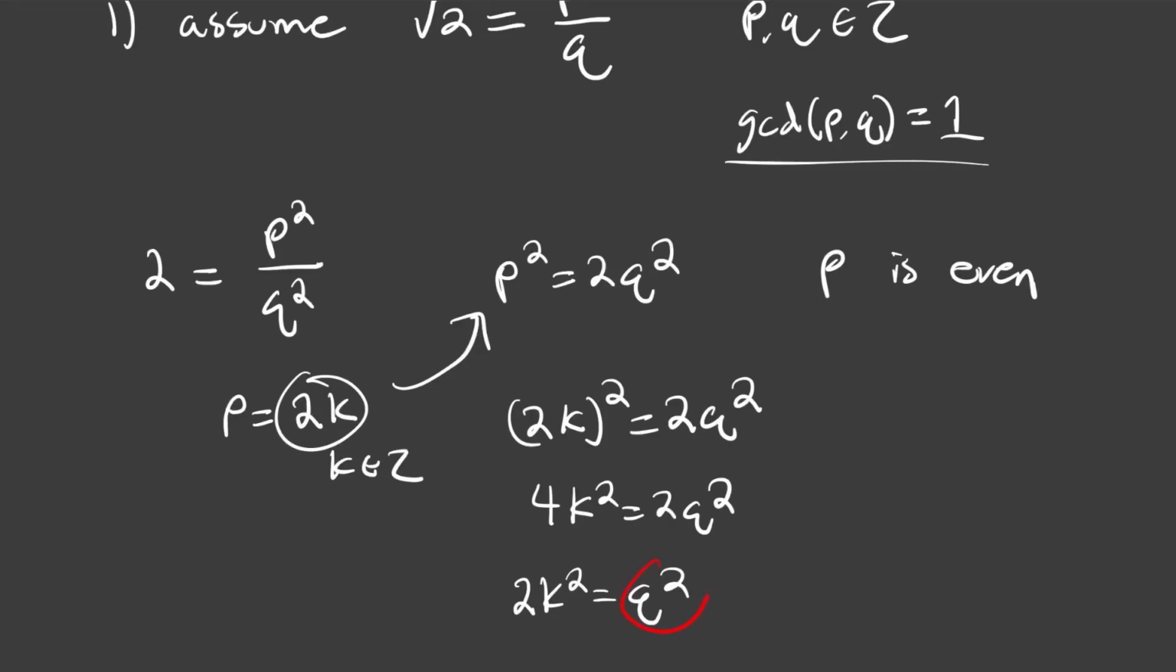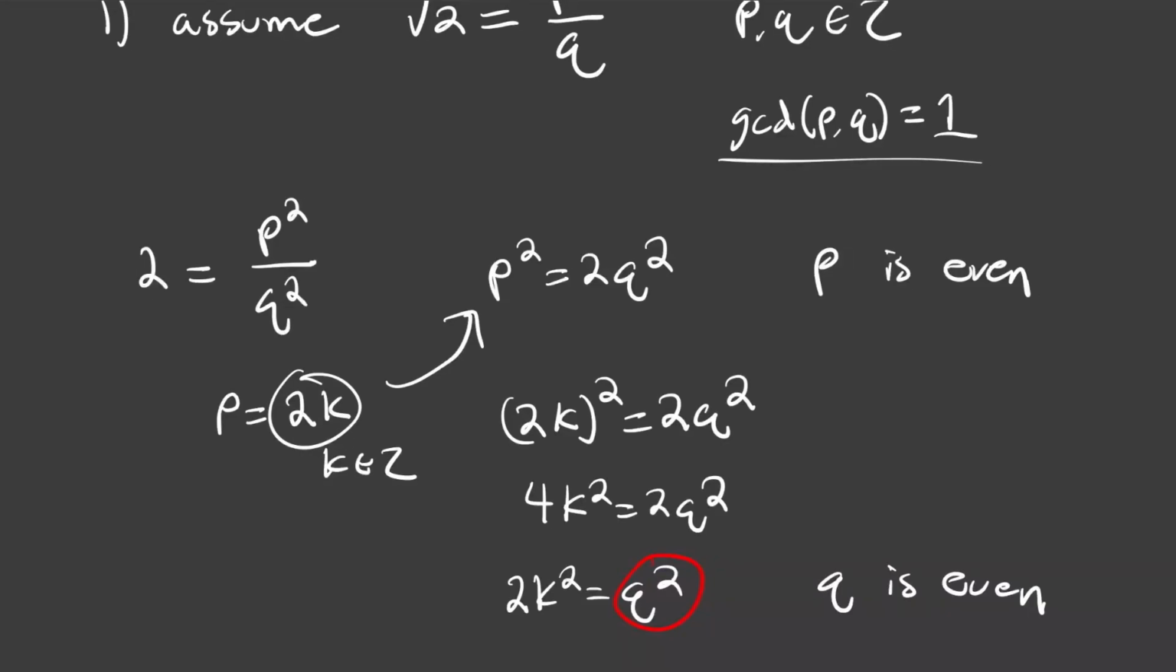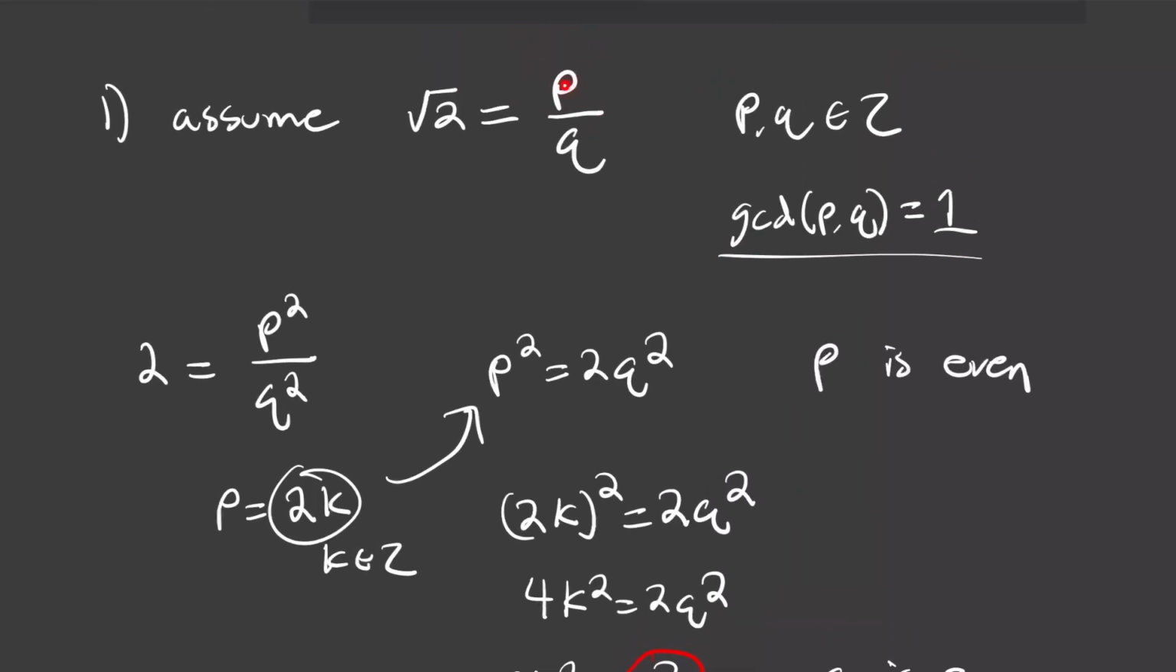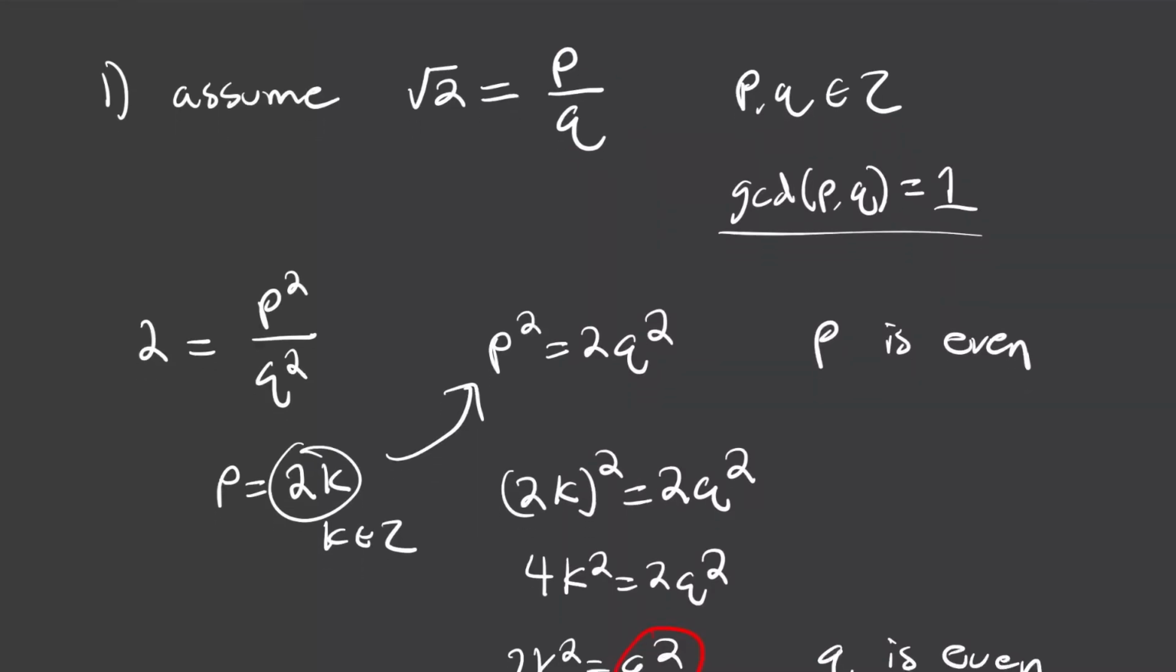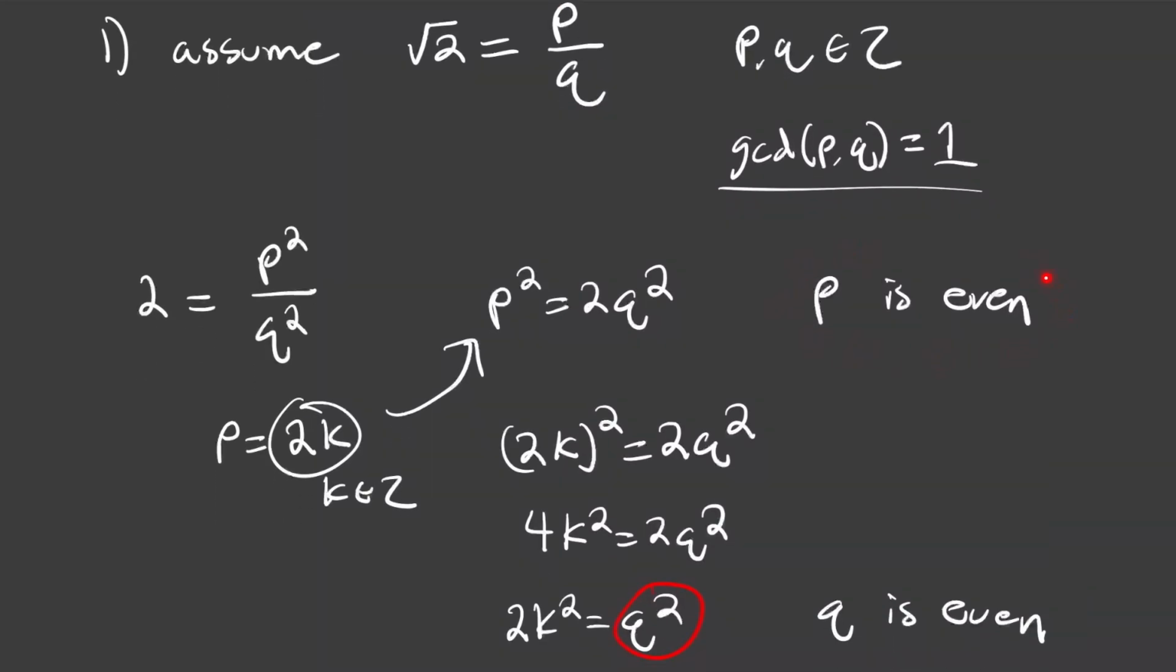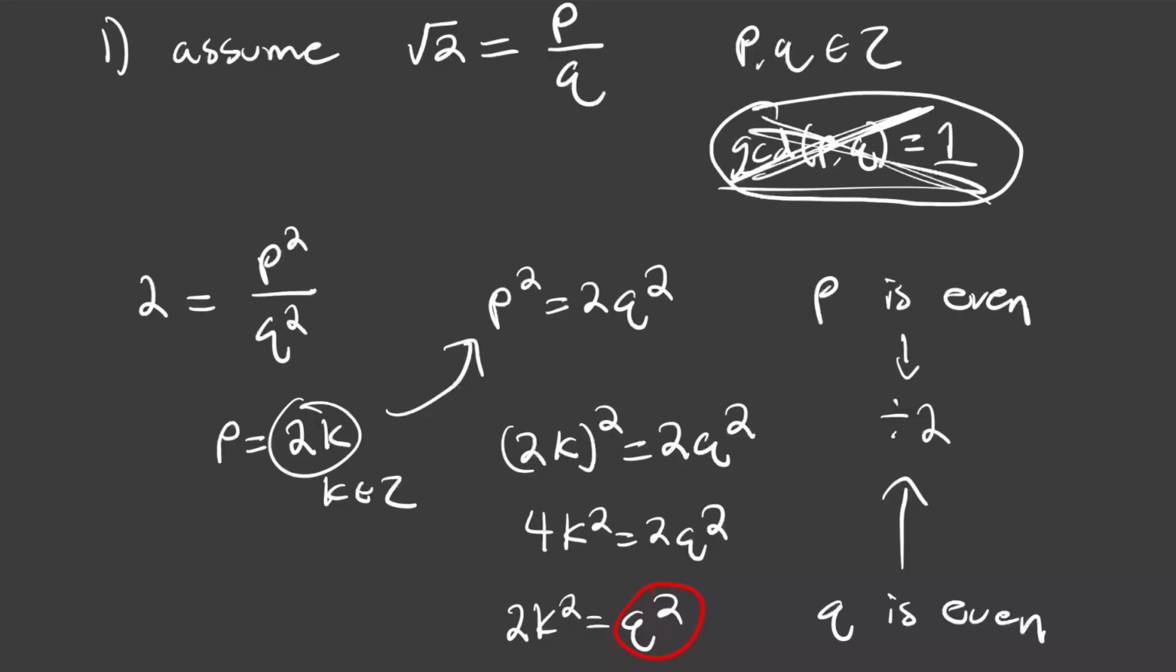So now this tells me that q squared is some integer multiple of 2, which in turn means that q is even as well. Okay, so now you can see the contradiction is that we assumed that the greatest common divisor of p and q is 1, right? We assumed that this fraction up here was in lowest terms. However, what we found down here is that p is even and q is even. So if you're even, that means you're divisible by 2. So both q and p are divisible by 2, which means their greatest common divisor is not 1, right? It's going to be 2, which is a contradiction because we assumed it to be 1.